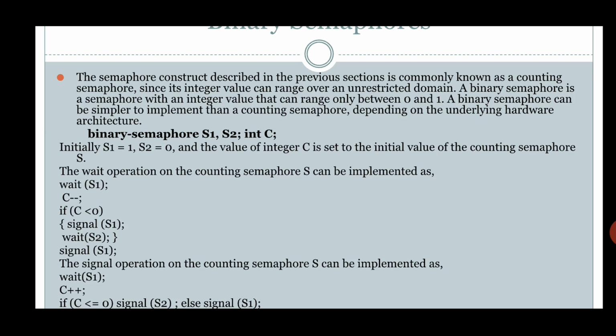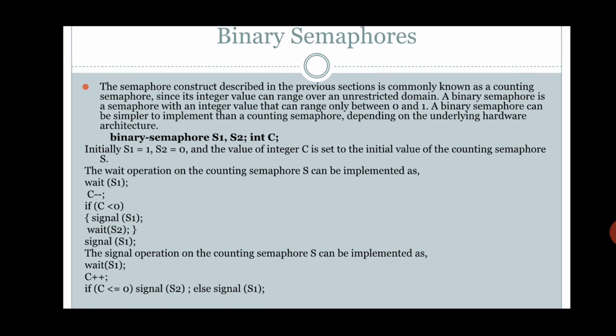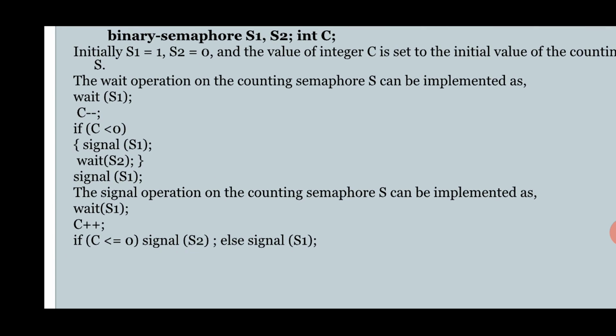The wait operation on the counting semaphore S is implemented as shown in this code snippet. You can just have a glance over it. It is just C--, because C is initialized with the counting semaphore value, and you are decrementing C. Now you are checking if C is less than 0. If that is the case, then you go for signal of S1 and wait of S2, and again signal of S1. This is how exactly you deal with it.